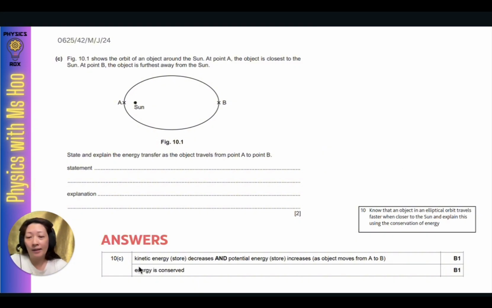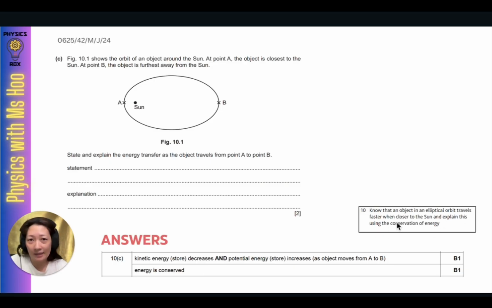The answer scheme here says that the kinetic energy decreases and potential energy stored increases as the object moves from A to B while the energy is conserved. If you had paid attention to your teacher, you would know this, but I've got some students who'll be like, how on earth do we even know this in the first place? It's right there in the syllabus guide.